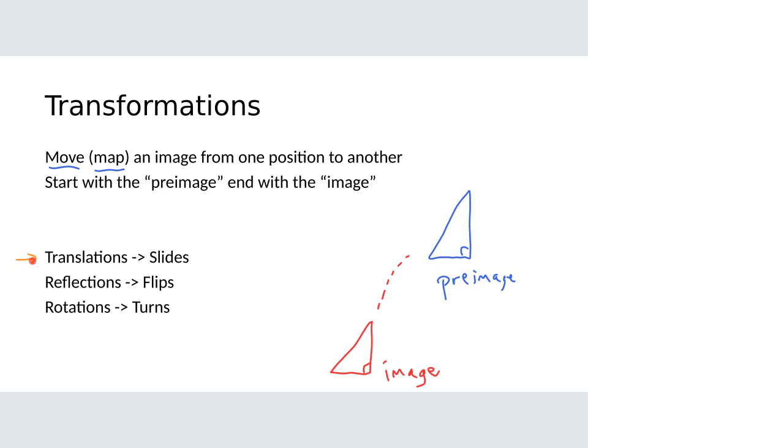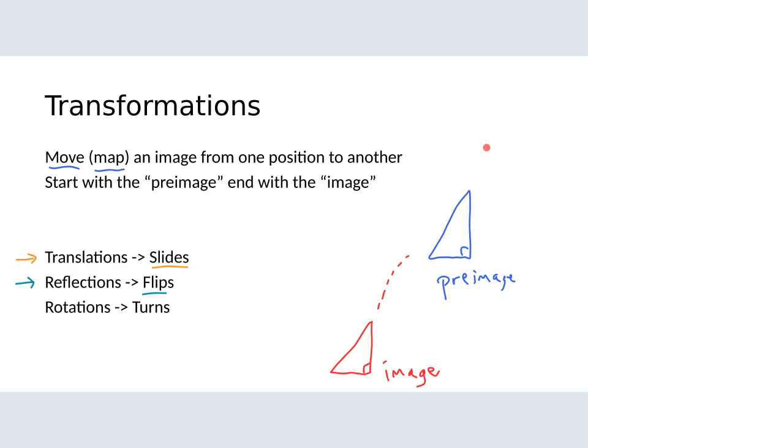If you were doing these with kids in an elementary school setting, you'd probably lean on the informal words, at least to start with. But a translation is like a slide. We're just going to slide it from one place to another. The second transformation that we'll talk about are reflections. And that's going to be like if you were to look in a mirror and you get a reflection, and you could call those flips if you were being less formal.